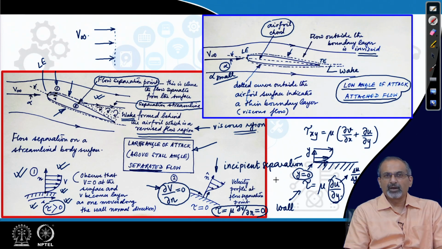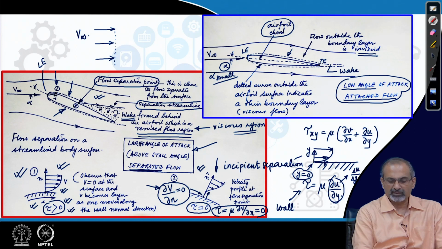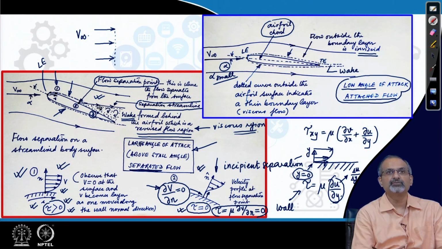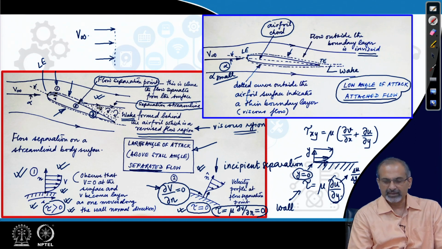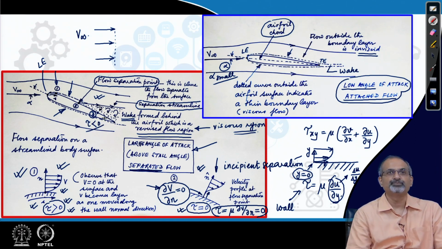So, the velocity profile at flow separation point is given by this, and it inevitably means that shear stress has gone to 0 there. So, it was positive at a point like 1, it becomes 0 at a point like 2. If you go beyond and you try to see what happens at a point 3, which is well into the separated region, you will find that at point 3 the shear stress goes below 0.